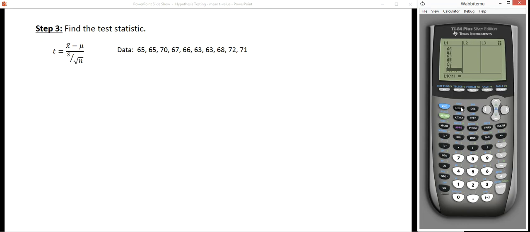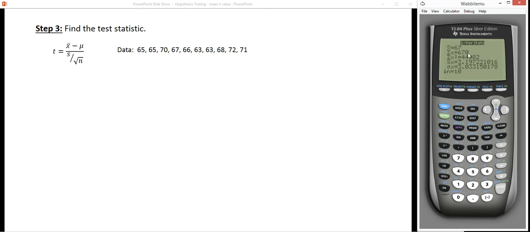So let me quit out of that, get back to the home screen. To run our one variable stats, we're going to do stat, calc, one variable stats. The list that I used was L1, but if you had it in a different list, you could use that. So just make sure you type in L2, L3, whatever list you're using. I'm going to skip over frequency list because our frequency is just 1, and then we will calculate.